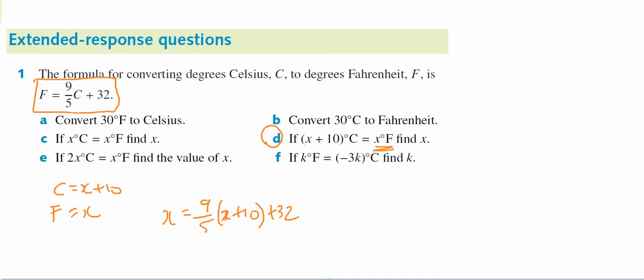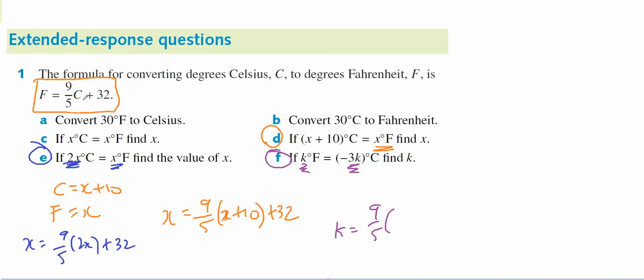In part E, I'm saying C is 2X and F is X. Therefore, X equals 9 on 5, 2X plus 32. I replace the C with 2X and I replace the F with X. And in part F, I'm saying that C is minus 3K and that F is K. So K equals 9 on 5, instead of C, I'm saying that C is minus 3K, and then plus 32.